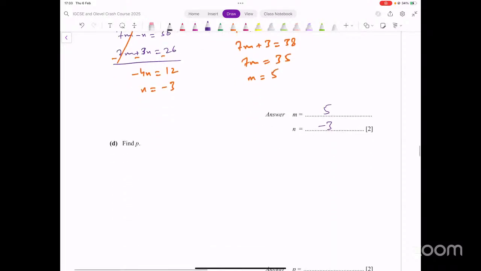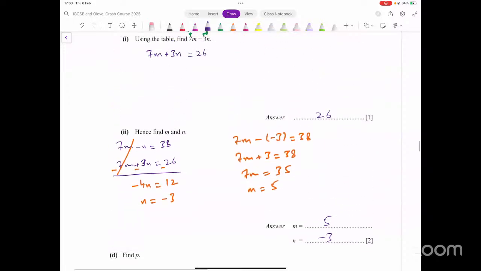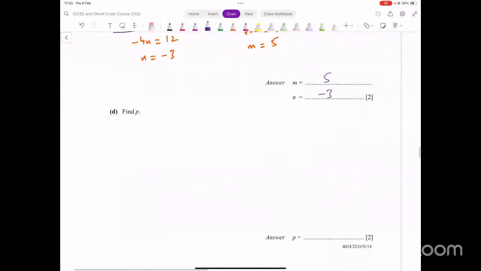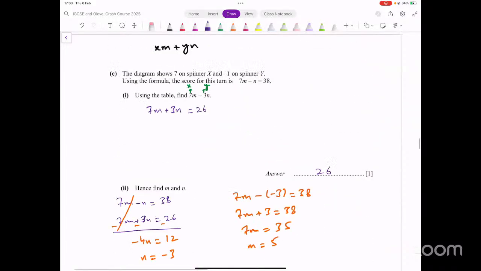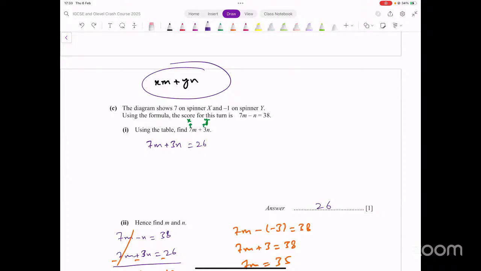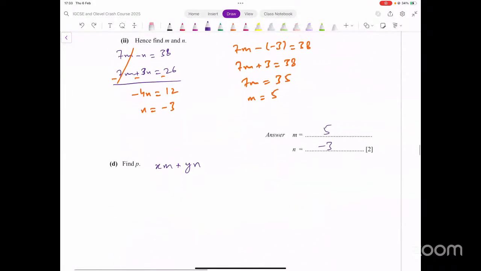And then they're saying find the value for p. So now that we know that score is calculated like this, xm plus yn, right? xm plus yn, that is the score. Okay. What's p? So let me actually input the values of m and n here as well. m is equal to 5, so that becomes 5x. n is equal to minus 3, it becomes minus 3y. This is how the score is going to be calculated.